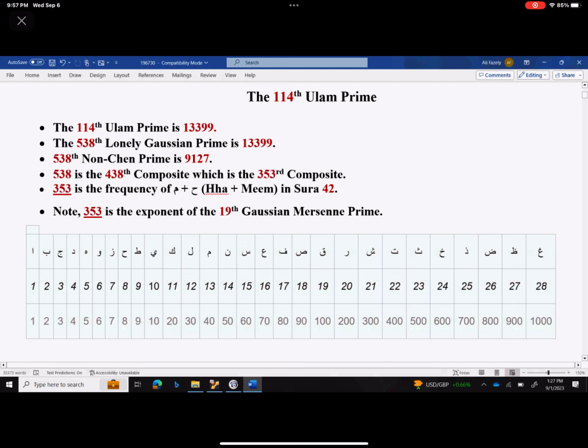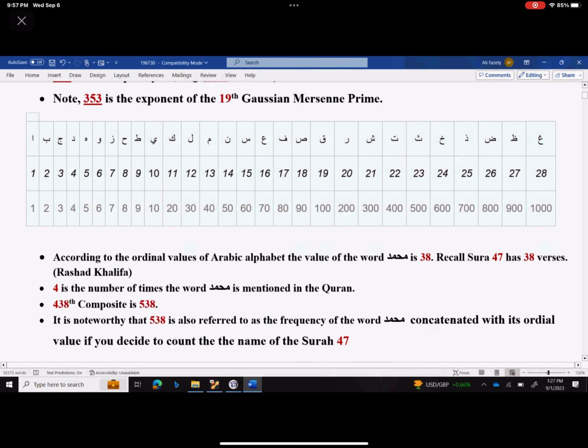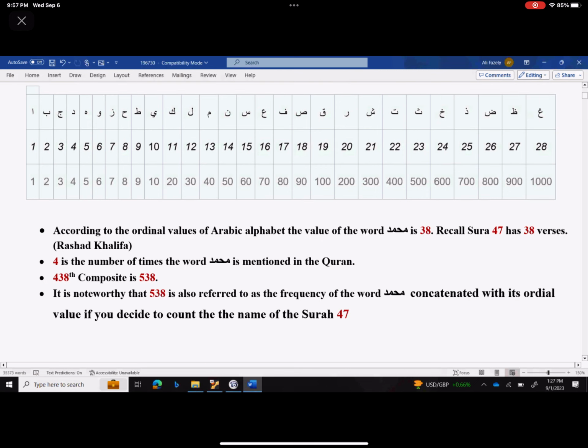This number was not known to us in the 20th century. These are the mathematical findings in this century. And then I went through this according to the ordinal value of the Arabic alphabet. The word Muhammad is 38. Recall that Surah 47 has 38 verses.